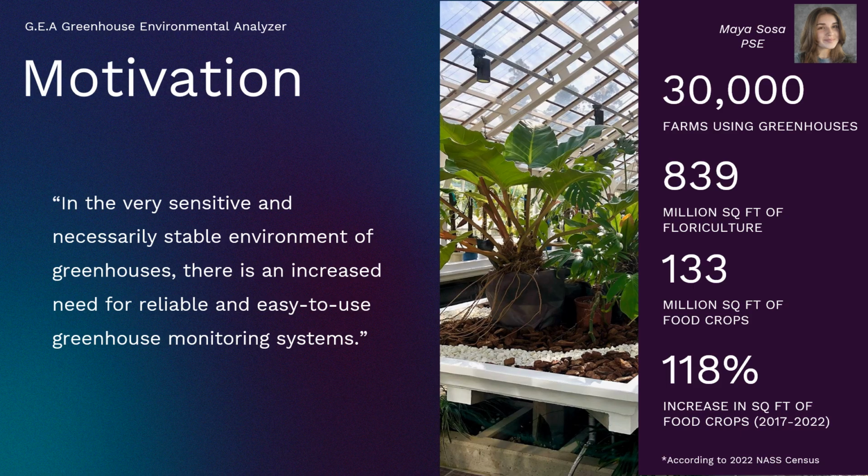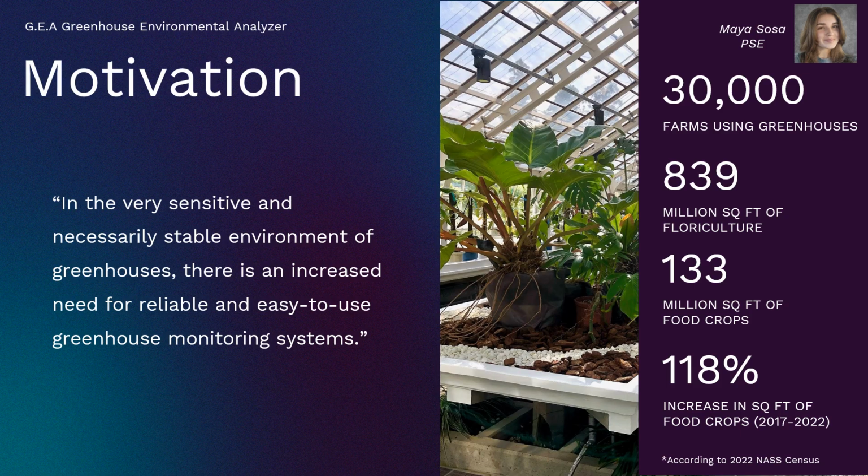Hi everybody, my name is Maya and I'm going to talk a little bit about the motivation and background of our project. If you look on the right of the screen, there are some statistics from the National Agriculture Statistics Service from a 2022 census. As of 2022, there were 30,000 farms in the US using greenhouses, and within those greenhouses, 839 million square feet were used for floriculture and 133 million square feet was used for food crops. This is an 118% increase in square feet of food crops from 2017 to 2022.